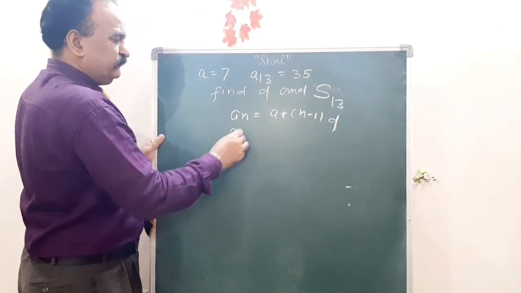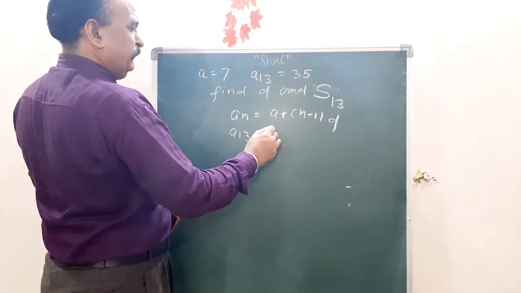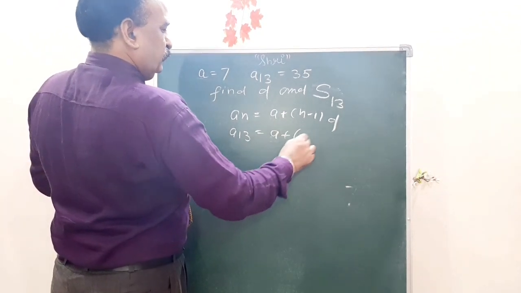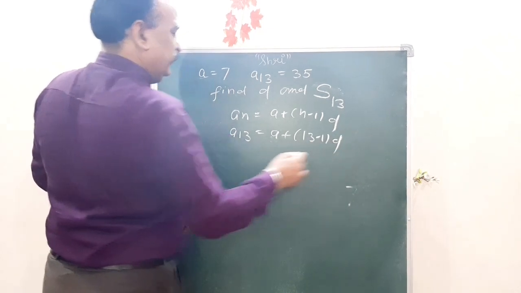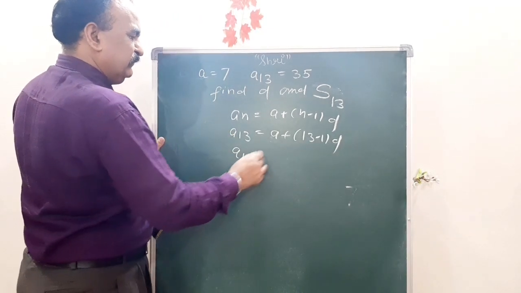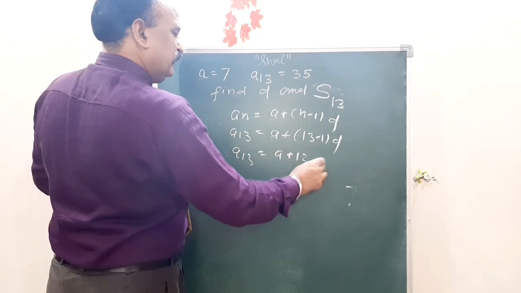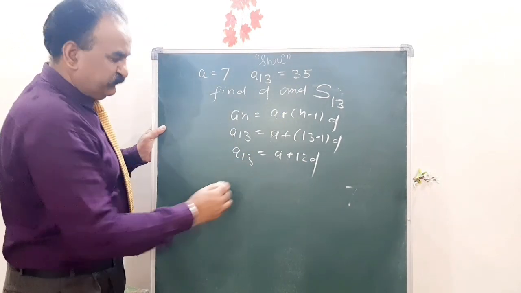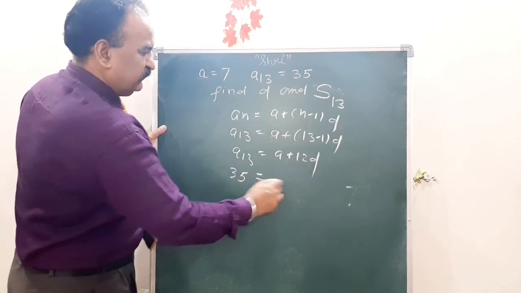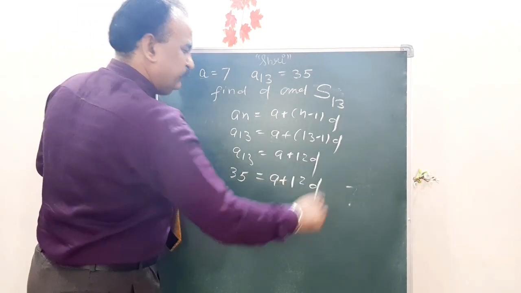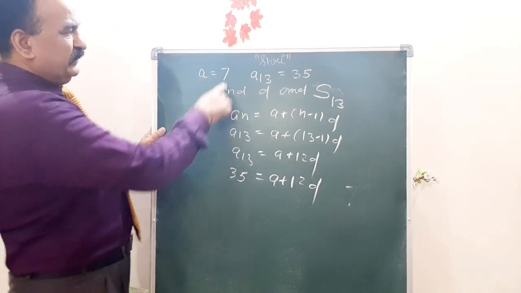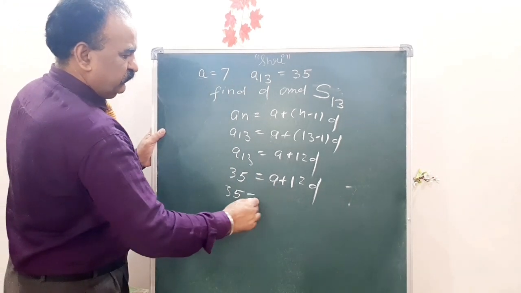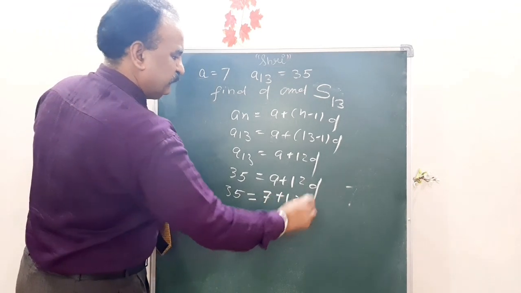So a13 is equal to a, means 7, a plus 13 minus 1 into d. It means a13 is equal to a plus 12d. And 13th term is 35. It means 35 is equal to a plus 12d. Okay, and a is 7 given to you. So 35 is equal to 7 plus 12d.